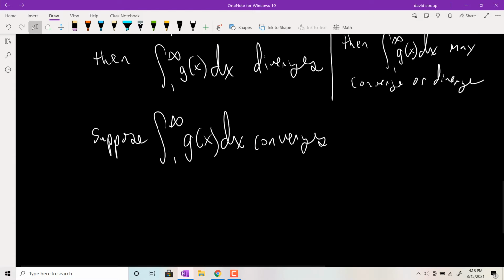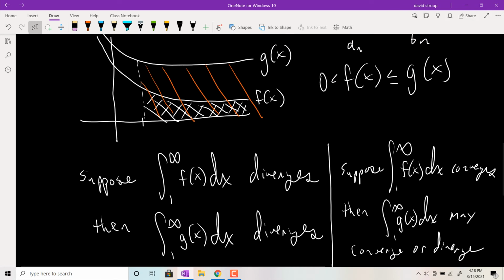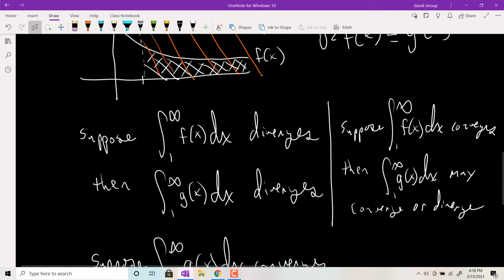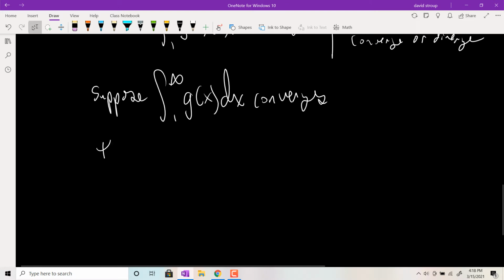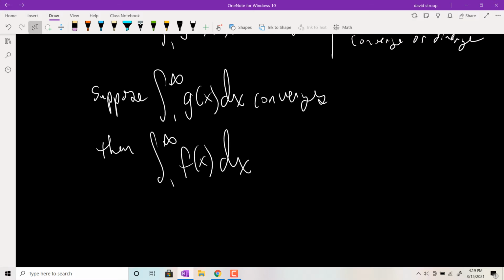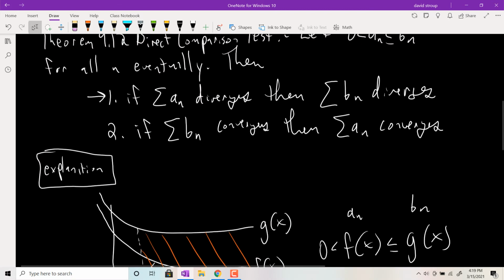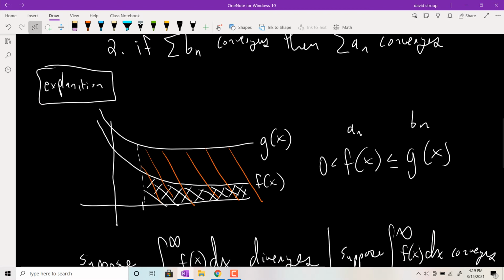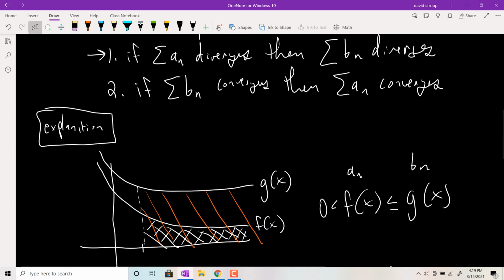So you kind of think of convergent as going to a specific finite number. Divergent is going off to infinity. So if this g of x converges, it's going to equal like 18. That kind of forces the area underneath f of x to also converge. So in that case, the integral from 1 to infinity of f of x dx will also converge, and it means that the series will both converge. So in our example, b sub n is the g of x, the guy on top. If that's convergent, then the series underneath it will converge.